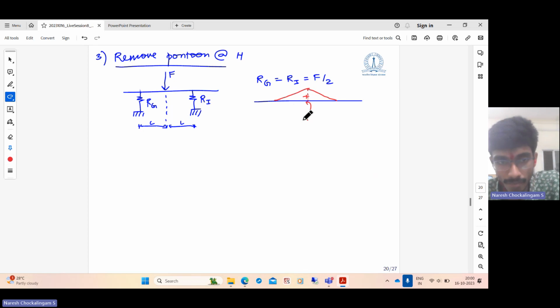It's easy to find the maximum value occurs at the midspan. And how much is that? You know, it is PL by 4. So in this case, it is F into the span, which is 2L by 4. So it is FL by 2.